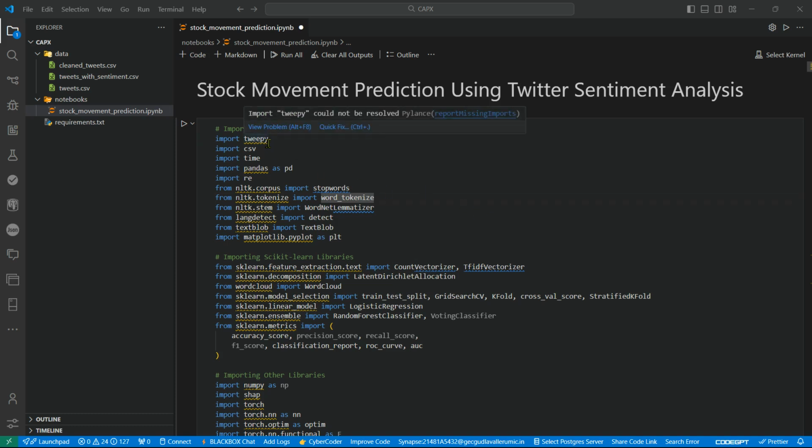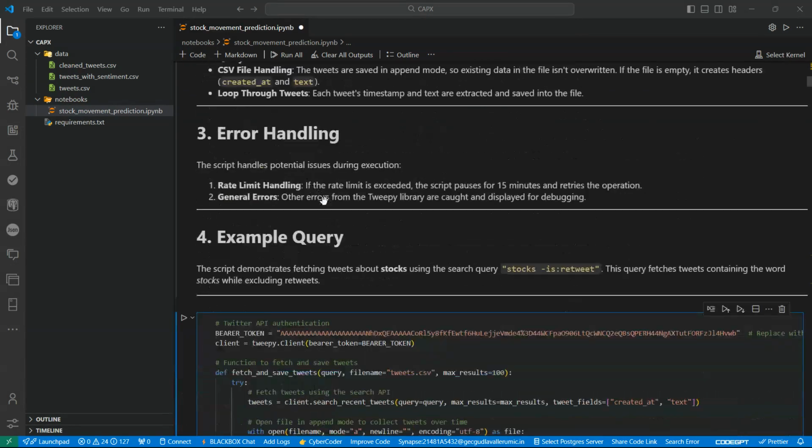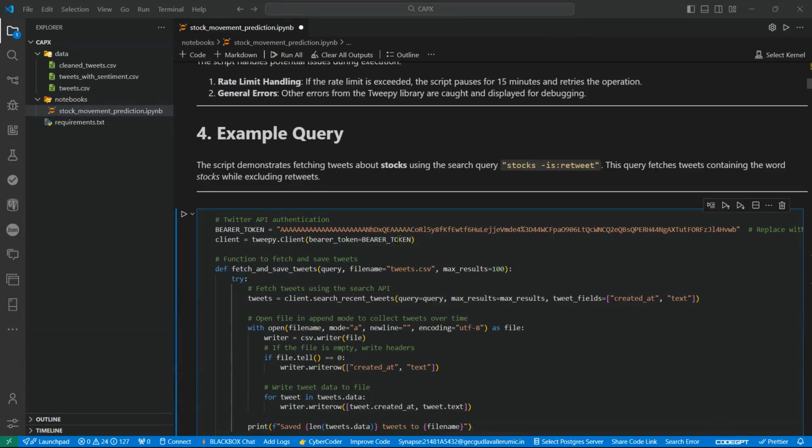Based on that, we have to use live data. For that, we are using the tweepy library. First, we have to install this library. After that, for using this library, we need the Twitter API. For that, we are using the Twitter API authentication. Next, we are using the client.